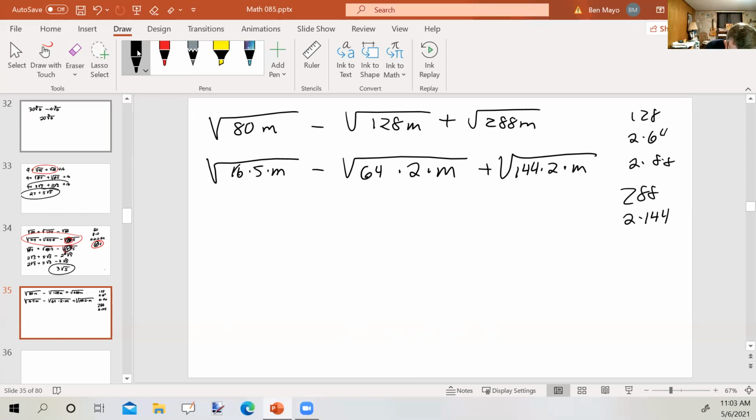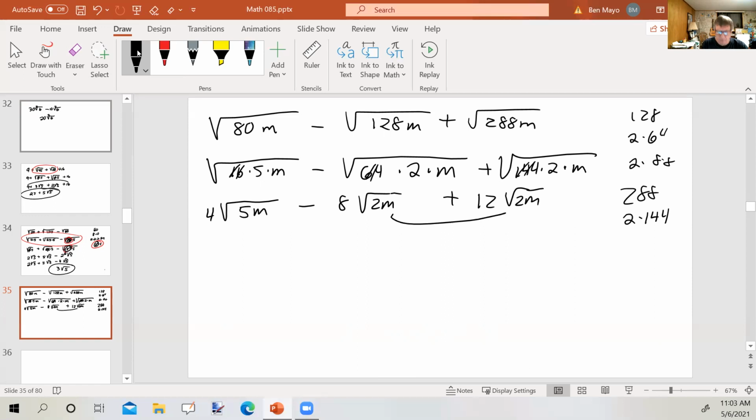Let's see, the square root of 16 is 4. Everything else stays inside. The square root of 64 is 8. Everything else stays inside. The square root of 144 is 12. Everything else stays inside. These two are alike, but the first term is not. So I get 4 square roots of 5m minus 8 of something plus 12 of something would be plus 4 of something, the something being the square root of 2m. So my point is, don't just assume that every term is going to simplify down to where they'll all combine. Okay, they may not.